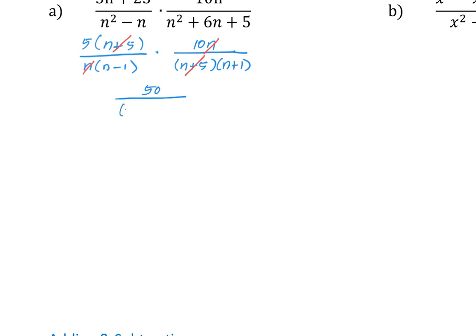Over n minus 1 times n plus 1. This is the answer. I am not going to multiply out the denominator. It's actually preferred when you're dealing with rational expressions that you leave everything in factored form. So I'm not going to write this as n squared minus 1, although you can if you want to take that extra step, but there's no point.